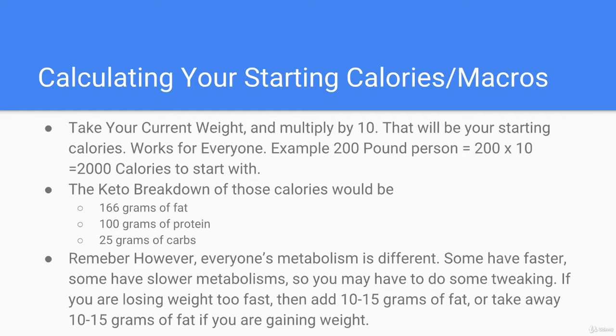And another thing to think about is everyone's metabolism is different. Some have faster metabolism and some have slower metabolisms. So you may have to do some tweaking. So if you're starting to lose weight too fast, and I know that kind of sounds funny, but if you feel like you're losing weight too fast, then add 10 to 15 grams of fat to whatever your calorie breakdown is. And if you feel like you're not losing fat fast enough, or you feel like you're gaining weight, then go ahead and take away 10 to 15 grams of fat.